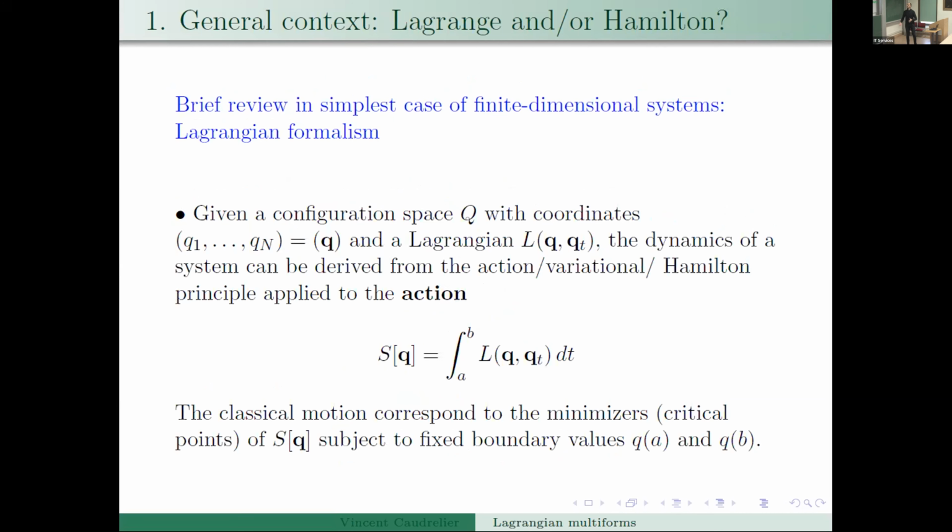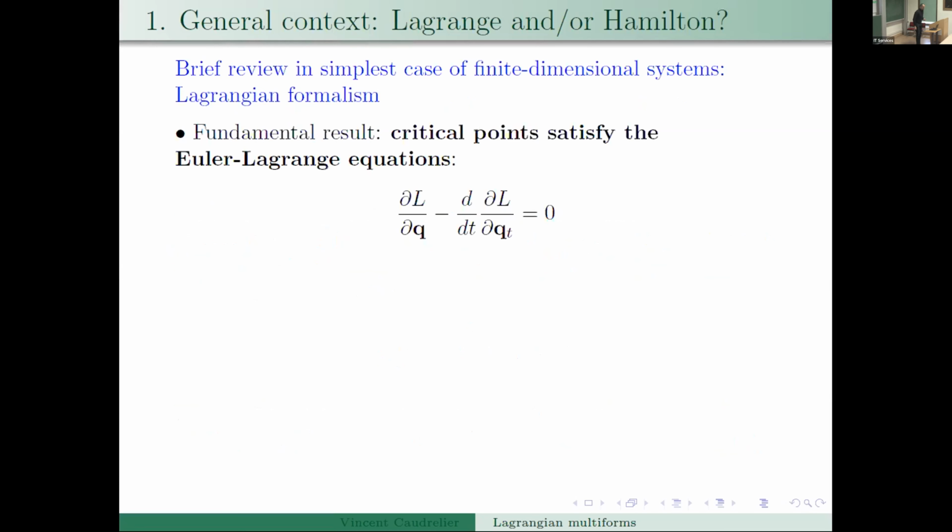And alternatively, you can describe a system using the Lagrangian formalism. And here, ironically, you have the Hamilton principle for an action, which tells you that the dynamics of the system would be obtained among the critical points, or stationary points, of this object. So here, this is the Lagrangian function. And you demand that it is stationary, and that gives you something called the Euler-Lagrange equations, which is the content of the next slide.